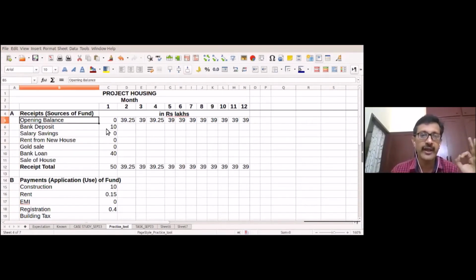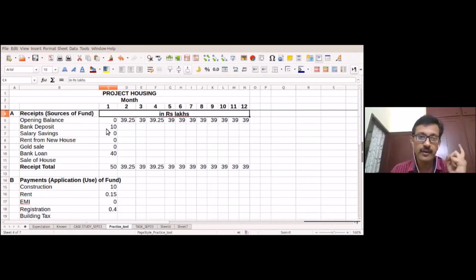What I am saying is, when I started this project on January 1st, I didn't have any money with me for this project. This project is starting on a clean slate. So what is the opening amount left with me? I have put it as 0.